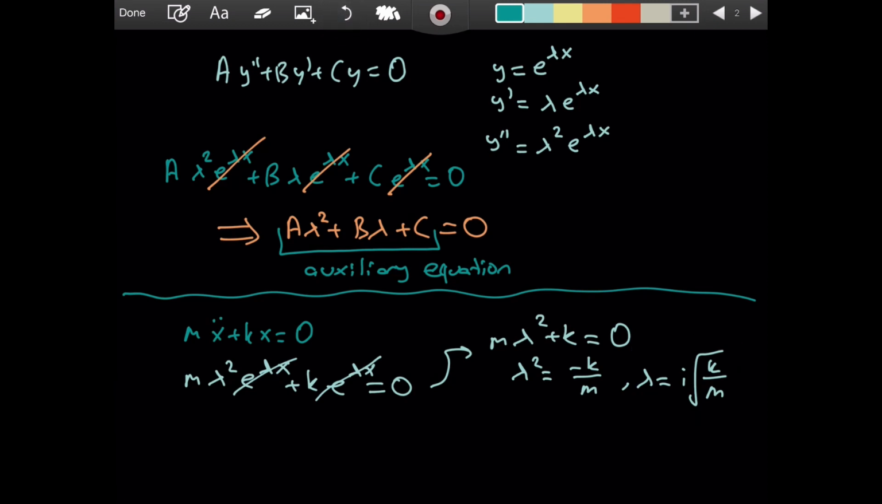And so the formula for the position for the spring mass system then would be that x is equal to e to the power of i times the square root of k over m, t. And if you know Euler's formula, then you know that it will be equal to cosine of the square root of k over m times t, plus i sine of the square root of k over m times t.